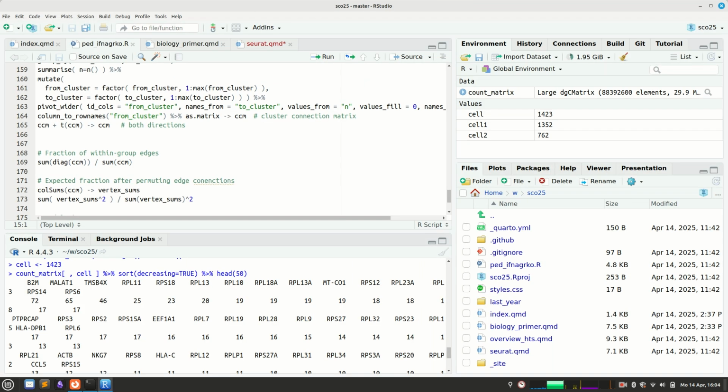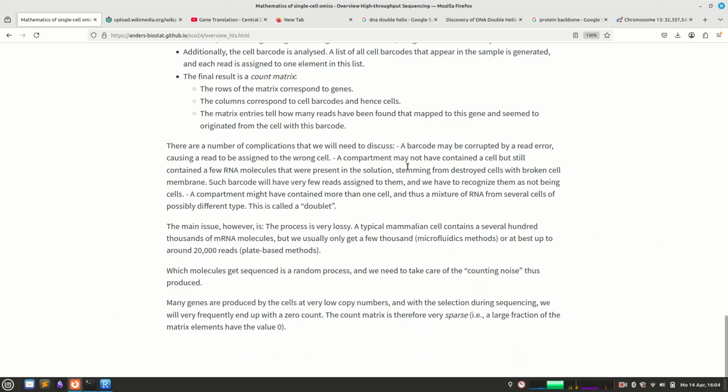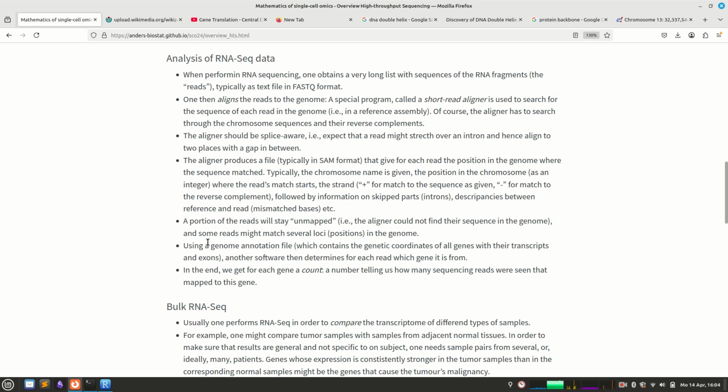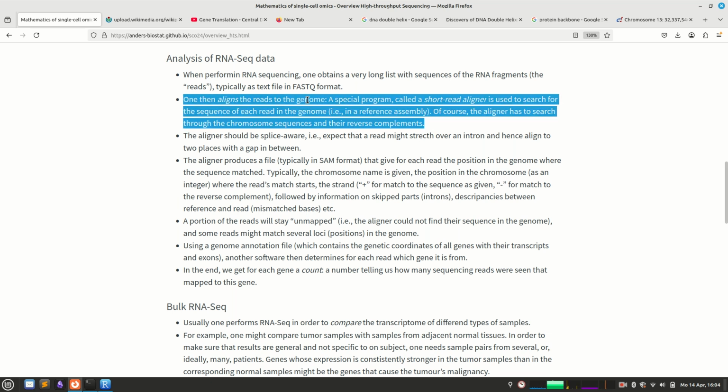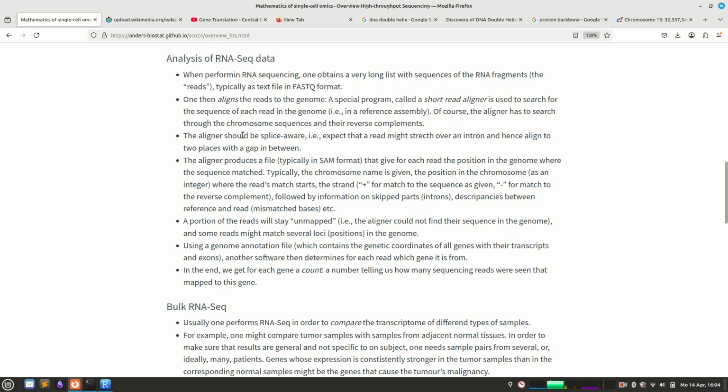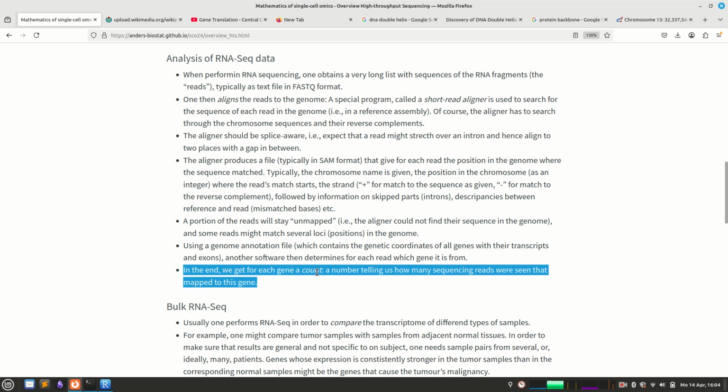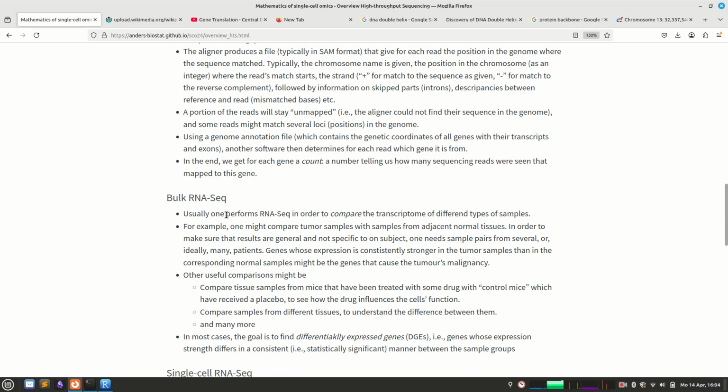Now, what I will show you is just so that you get a quick feeling. I have to talk about bulk and single cell RNA yet. So here you can read this a bit more. Our step is we take each read, find it in the genome, and then we get the information which gene this is from. And in the end, we get a count which tells us for each gene how often we see a read that seems to have come from the part of the genome where this gene sits. Usually, traditionally, you do this to compare different samples.